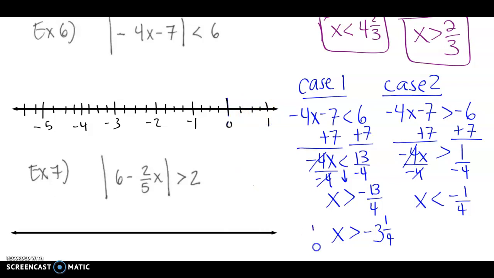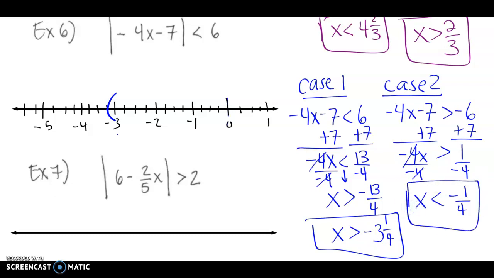So let's look at where x is greater than negative 3 1/4. Here's negative 3, and negative 3 1/4 is a little bit more negative. So we're talking about right here, and x is greater than that. So I'm going to put my inequality symbol that way, and it's not included, so it's round, not a square bracket. And then for this part, x is less than negative 1/4. So here's 0, here's negative 1/4. It's going to be an open parenthesis facing to the left.